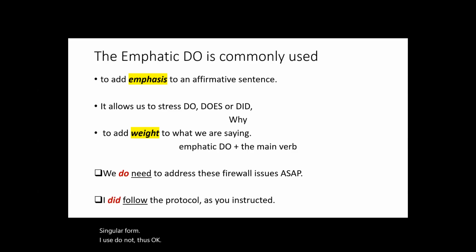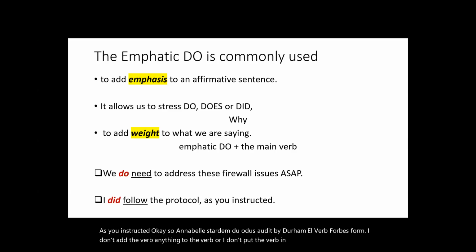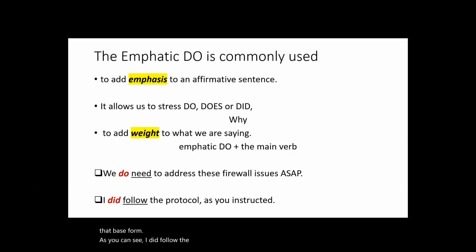Second example, I did follow the protocol as you instructed. طبعا احنا شايفين ان الجملة هنا في الباست as you instructed زي ما انت امرت او اديت التعليمات. I did follow. Have a look. Where is the verb? Follow. طب ليه انا حطيت did هنا؟ جملة عندي في الباست اهي as you instructed. Okay, so انا بستخدم do او does او did بعدهم الverb في base form. I don't add anything to the verb, or put the verb in the simple past or something like that. Base form, as you can see. I did follow the protocol as you instructed.